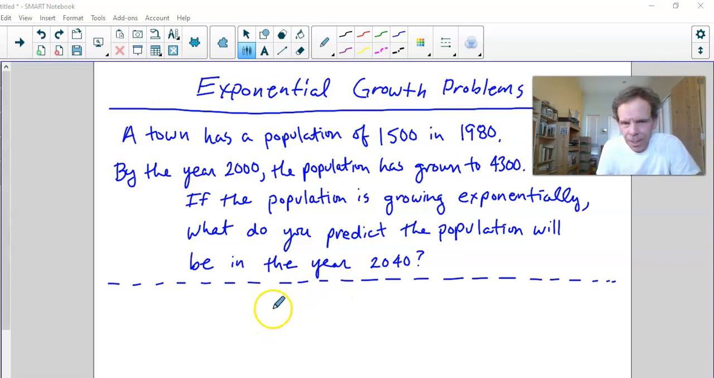All right, so we were given some information about the population at a couple times, and we're kind of wondering what's going to happen later. Why don't we do a quick little graph here just to see what the picture looks like.